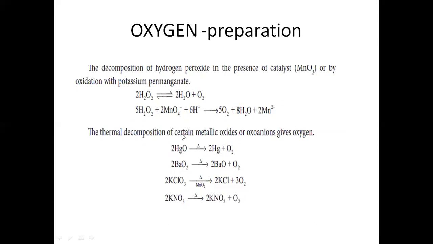Next, thermal decomposition of certain metallic oxides or oxoanions gives oxygen. Mercury oxide gives mercury and oxygen. Barium peroxide gives barium oxide and oxygen. Potassium chlorate gives potassium chloride and oxygen. Potassium nitrate gives potassium nitrite and oxygen.